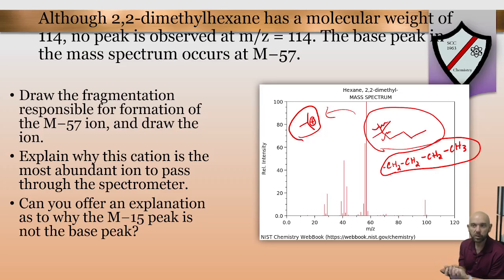I.e., why don't we just split one of those groups to make a larger tertiary carbocation? And the reasoning is the same as before, where that results in a methyl radical that is not as stable as the butyl radical. So we can make a decently stable butyl radical by severing that bond, and a really stable tertiary carbocation by severing that bond, which is why the M minus 57 peak is the base peak in this particular mass spectra for 2,2-dimethylhexane.